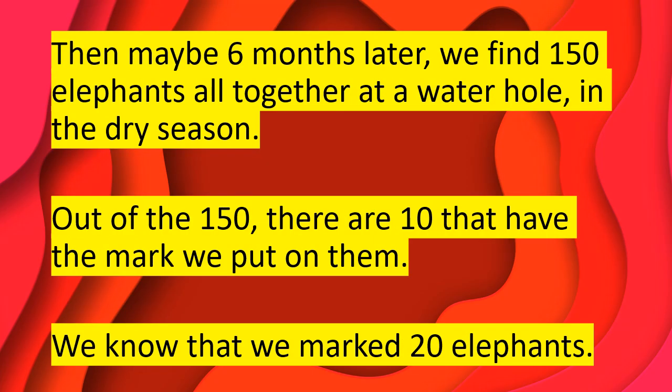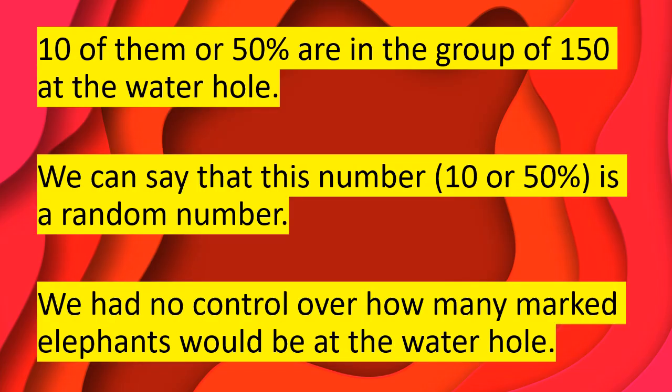Then maybe 6 months later, we find 150 elephants all together at a waterhole in the dry season. Out of the 150 that we find, there are 10 that have the mark that we put on them. Now we know that we marked 20 elephants. 10 of them, or 50%, are in the group of 150 at the waterhole.